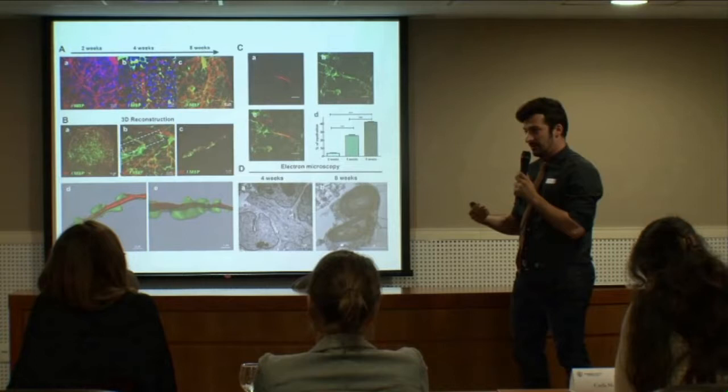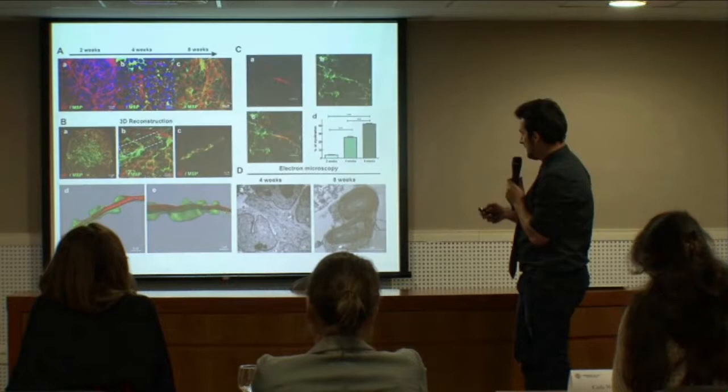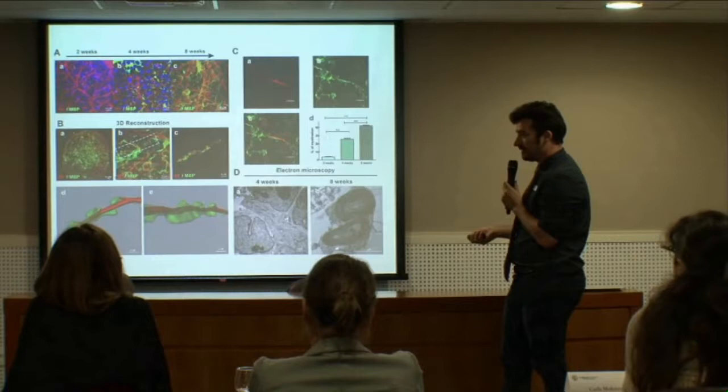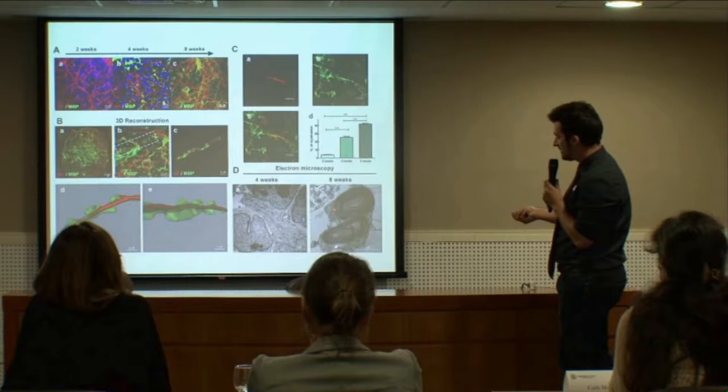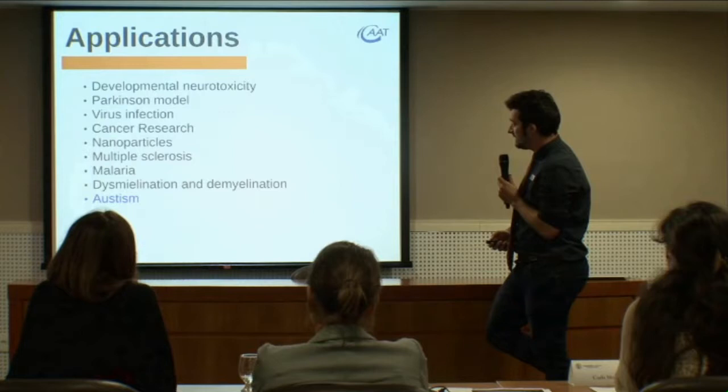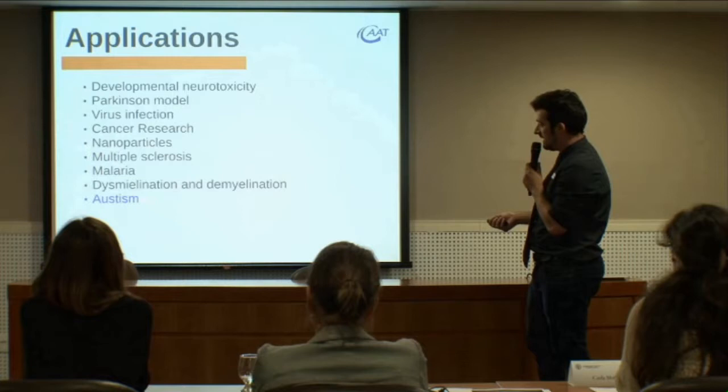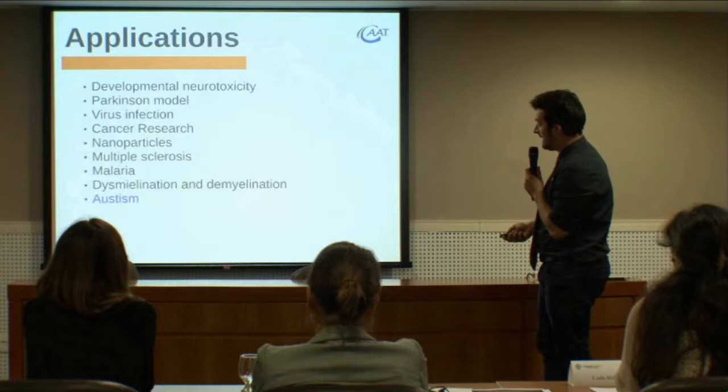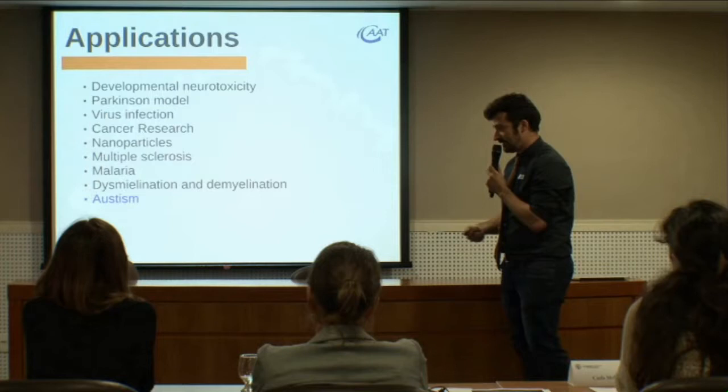For that, we use Imaris software to quantify the myelin, and we also did some electron microscopy to prove that there was a real wrapping of the axon. So here is a section of the axon, and you can see the wrapping around the axon. So we have several projects right now. This is some of the projects that I'm running. This is something we are doing in our lab, but I'm not doing anything with this. This is another PI. But today I'm going to try to focus on developmental neurotoxicity because it's our main research. But I will talk a little bit about virus infection and cancer research.